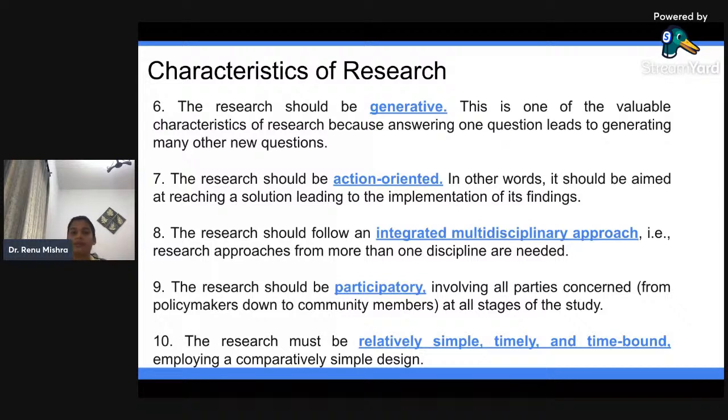Again, the research should be participatory. That means whosoever is a part of your research, all the stakeholders should be involved, provided your research is of that nature. For example, you're writing a research paper, you might not have many policy makers now, but if anybody of you is working on a project, there must be some participants apart from you as well. Last but not the least, it should be simple and timely, and it goes without saying.